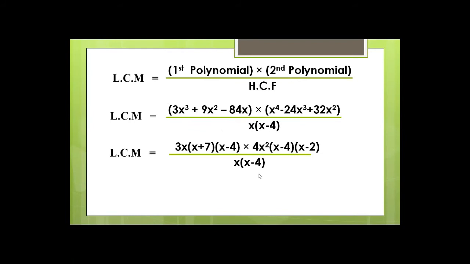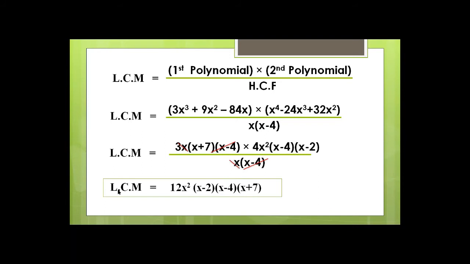Now cancel and simplify. x minus 4 is common, cancel them. x is common, cancel them. Then the denominator is completely finished. Now the remaining elements are 3, x plus 7, 4, x square, x minus 2, and x minus 4. Now multiply the numerator all together. 3 fours are 12, x square, x minus 2, x minus 4, and x plus 7. Okay, so this is the LCM of the given polynomials by HCF method.